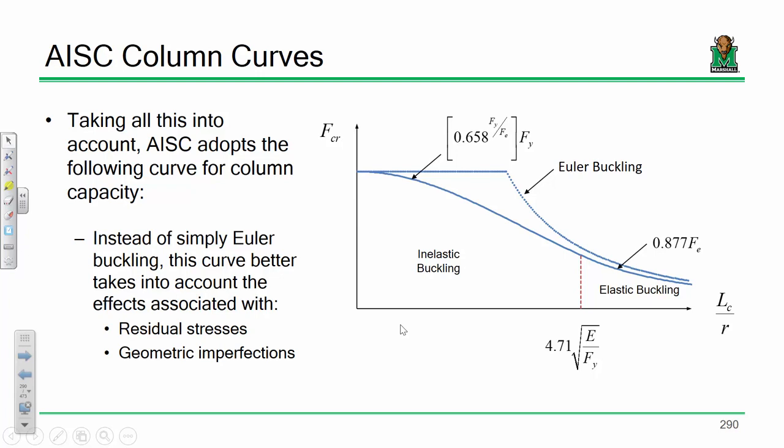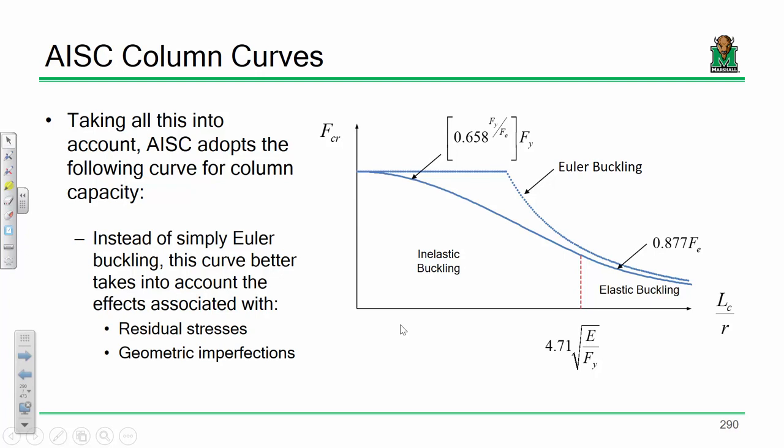So the idea is that the column gets really, really slender and really, really long. You're really not going to have much yielding, and it's going to buckle like a rubber band. It'll buckle and it'll snap back to the way it was. That's elastic buckling. So the elastic buckling capacity is just 0.877 times what we derived. That reduction is to account for the imperfections.